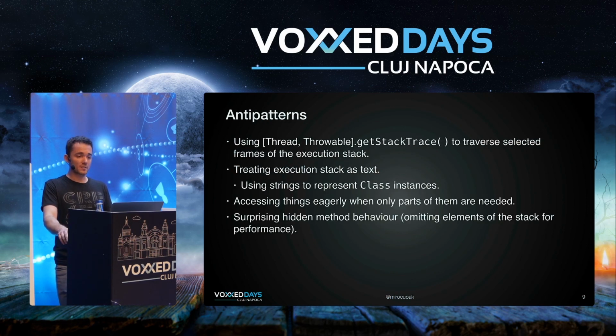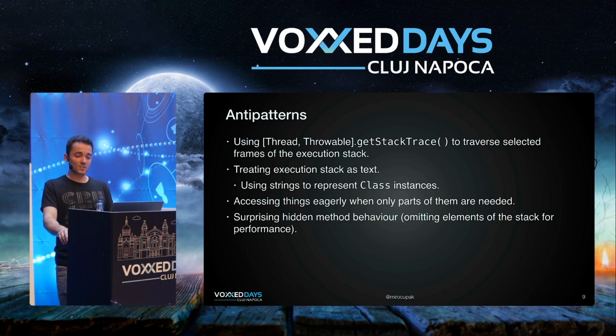In terms of anti-patterns, don't use the old getStackTrace method when doing any processing on the stack. There is a time and place for this method, of course, such as when you're throwing an unrecoverable error. But more often than not, you should probably use StackWalker instead, especially when you're doing any processing on the stack. Don't treat the stack as text, which is what the old approach did. Use a better structure, like the new approach does. In particular, don't use strings to represent class instances.